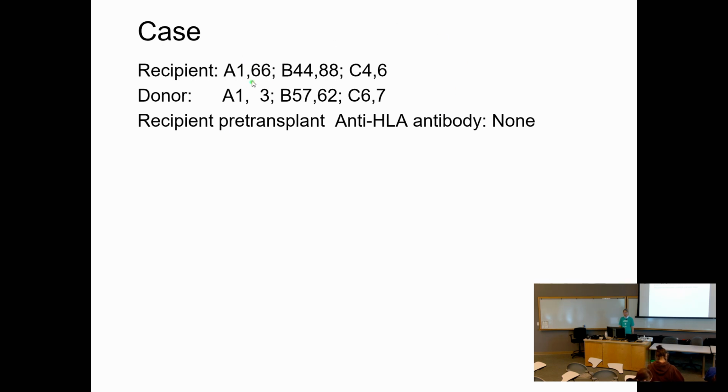So they match here. 1, this is different. This is different. This is different. So that's 3. They both have C6, but this is different. So there are 4 antigen mismatch. The recipient did not have any HLA antibody prior, and so it looked like his donor, not a really good match, but a match.